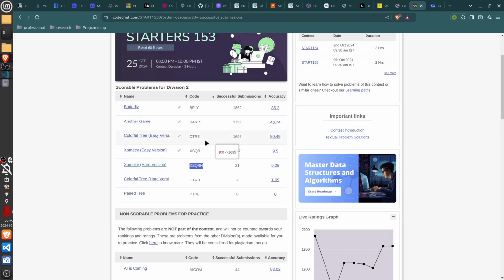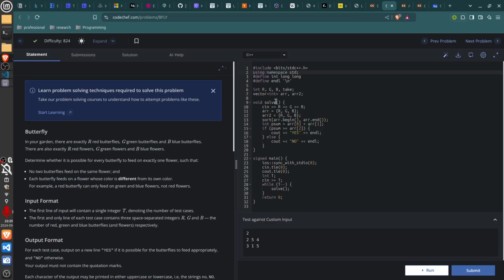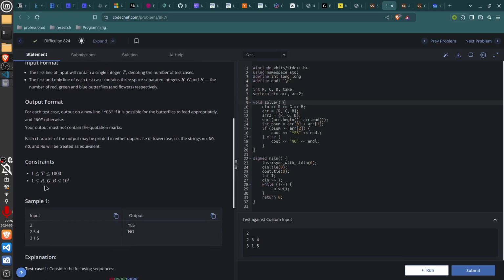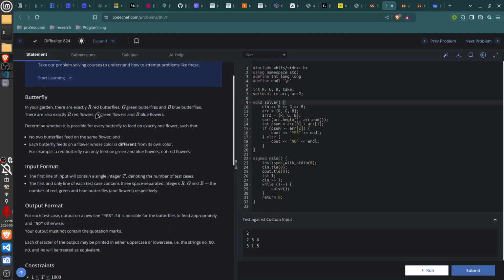Okay, so let's go over this Starters 153, Butterfly. You're given the number of red butterflies, green butterflies, and blue butterflies, and you're also given the number of flowers in terms of each color. And you're only given R, G, and B once. So the number of butterflies is equivalent to the number of flowers.